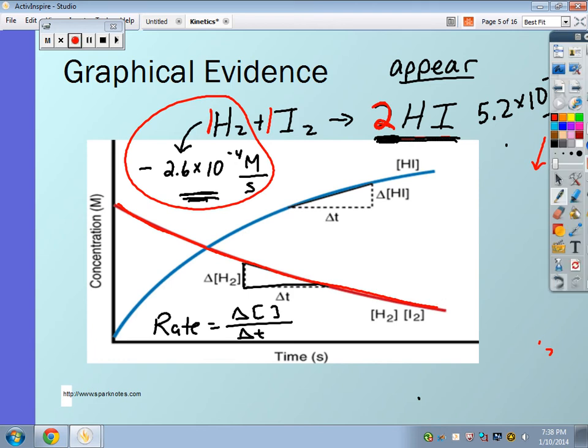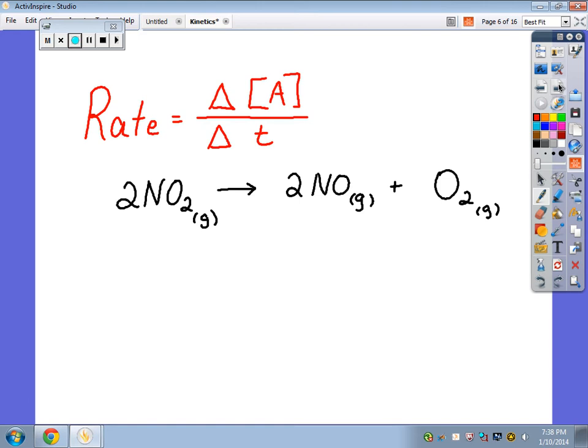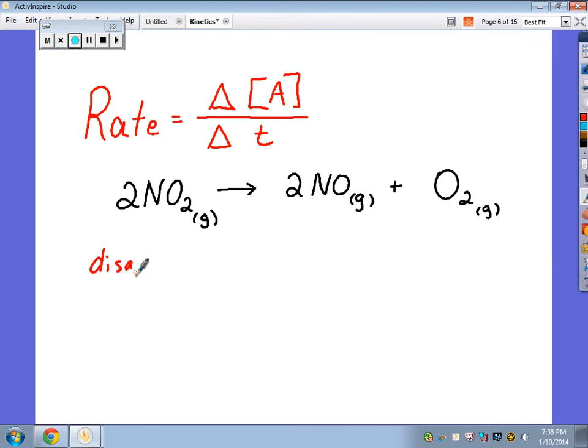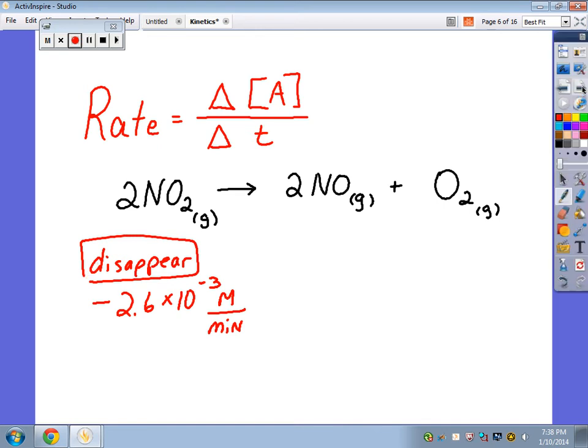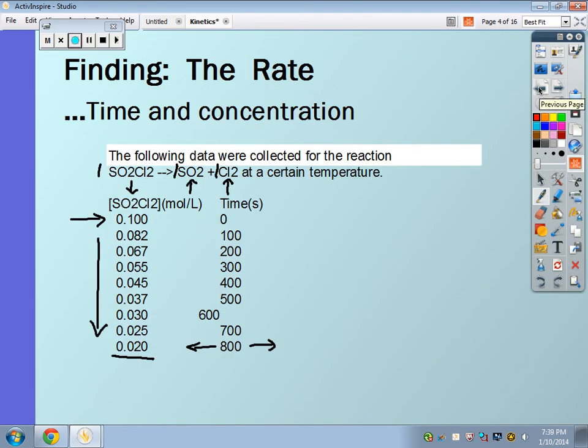Let's make up a different number. Okay? Let's say, in this equation, that I know the rate of disappearance of NO2. It's disappearing at a rate of 2.6 times 10 to the, I keep picking 2.6, don't I? 2.6 times 10 to the negative 3 molarity per minute. Okay, now why is that negative there? That negative is there because it means it's disappearing. How did I figure that out? I got to figure it out by looking at a graph or looking at a chart.